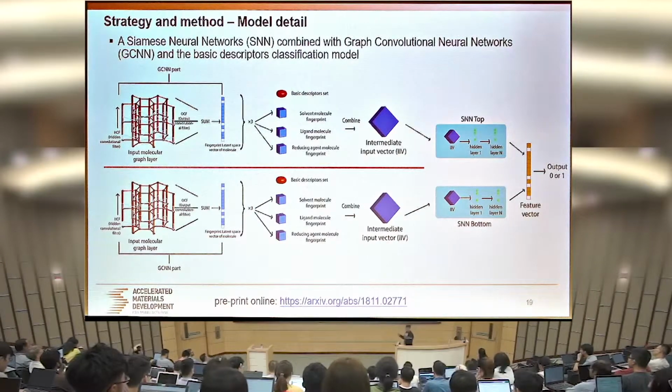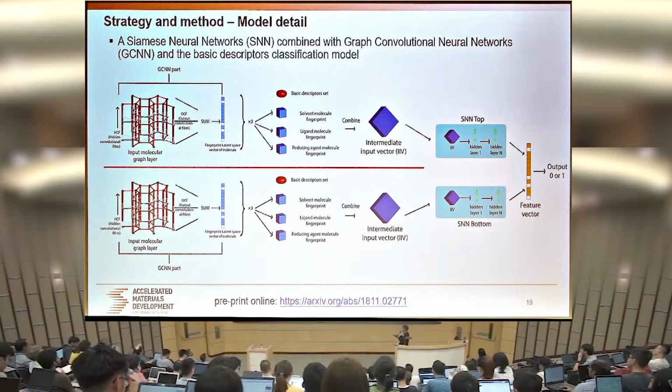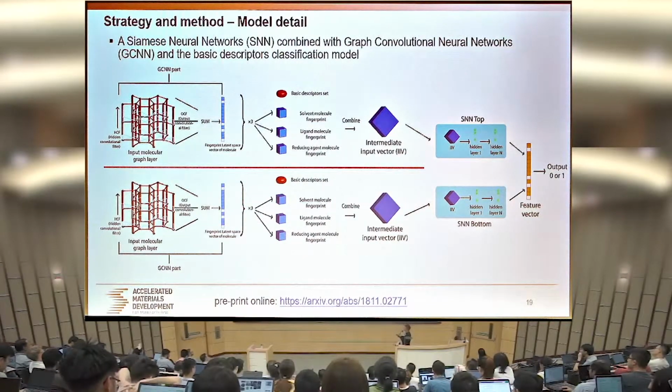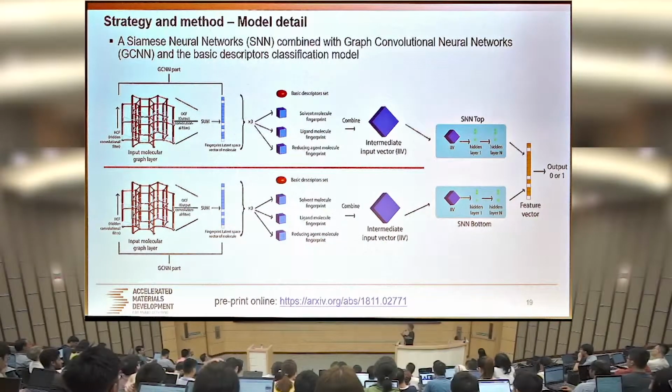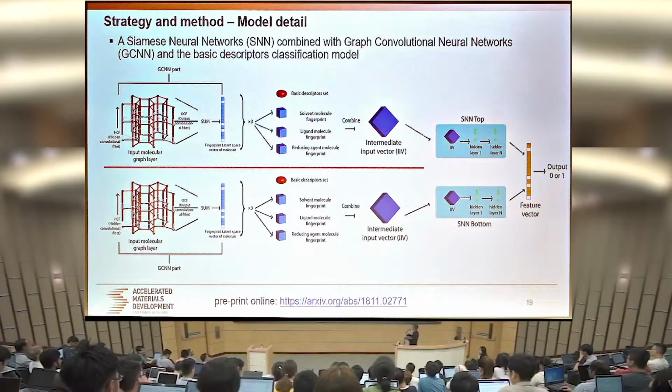And this is a more detailed version of our model. As you can see from the left, this is a GCNN neural network. We input the molecular graph, which will be a graph tensor converted by RDKit. Then after the GCNN neural network, the fingerprint of the molecule can be calculated. We have done this for all 3 key reaction components: the solvent, ligand, and reducing agent. We combine them together with the basic descriptor set to form the intermediate input vectors. This will be the input into our SNN neural network. Then the classification task can be done.